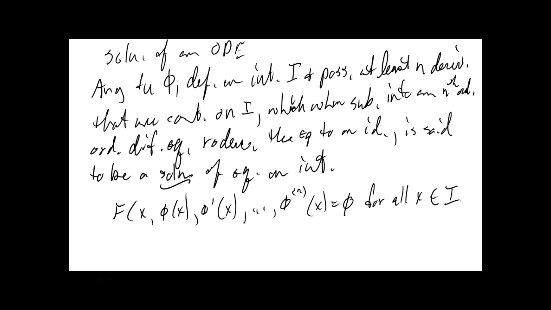Now, notice nothing about linearity is in here, only the order and the type, that it is ordinary. And like I just said, we say that phi satisfies that ordinary differential equation on the interval I. For our purposes, we shall also assume that the solution phi is a real valued function. We're not going to get into complex valued functions here.